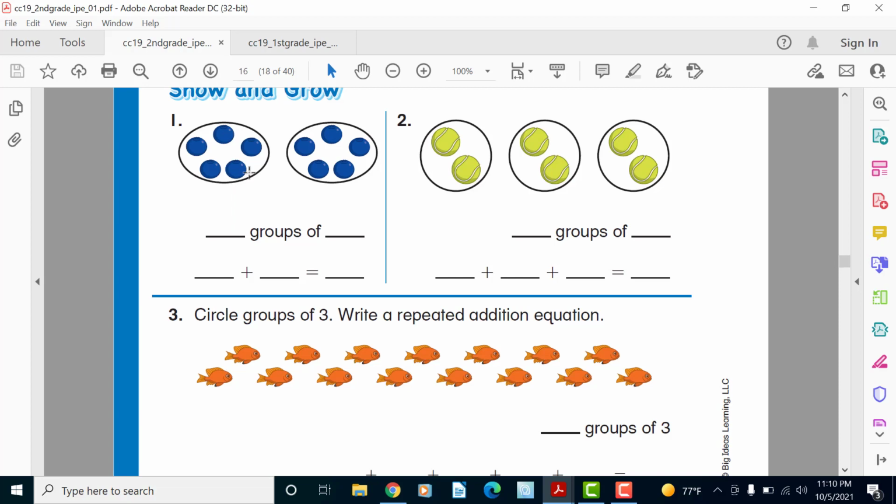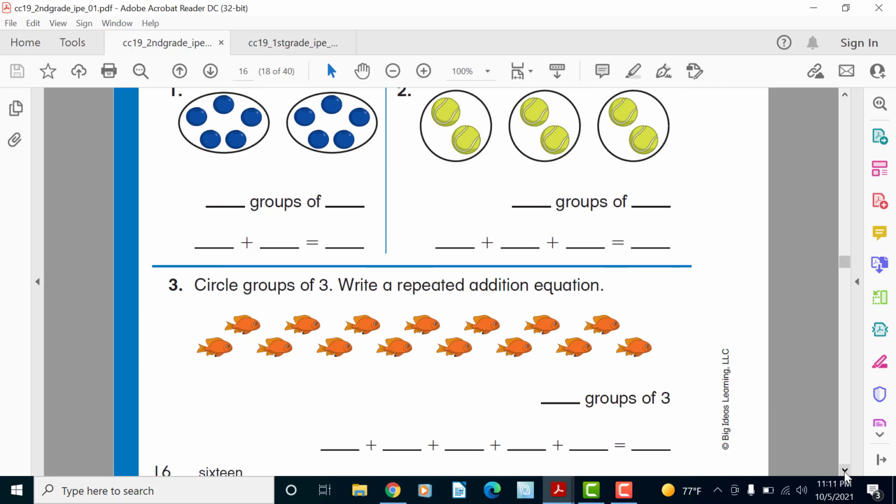Here, how many groups, first of all? We have 2 groups. 2 groups of how many are in each group? Count that up, put it here. And then we're going to put how many in one group plus how many in the other group makes how many altogether. Here, how many groups do you have? 1, 2, 3. 3 groups. How many are in each of these groups? Write that here. And then here we're going to write how many in this first group plus how many in the next group plus how many in the next group makes how many all together.